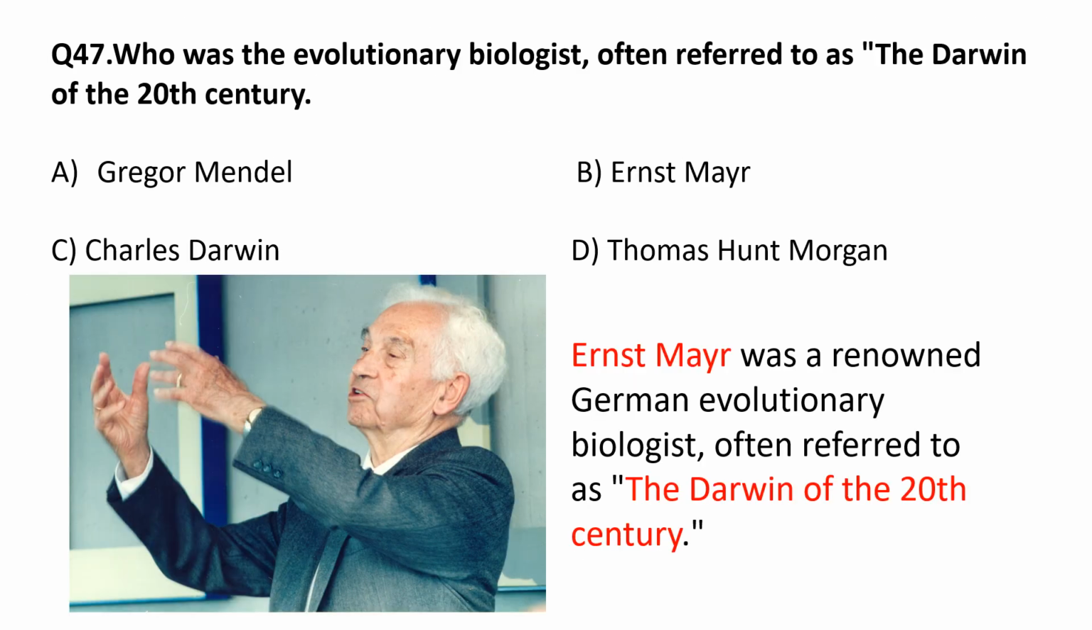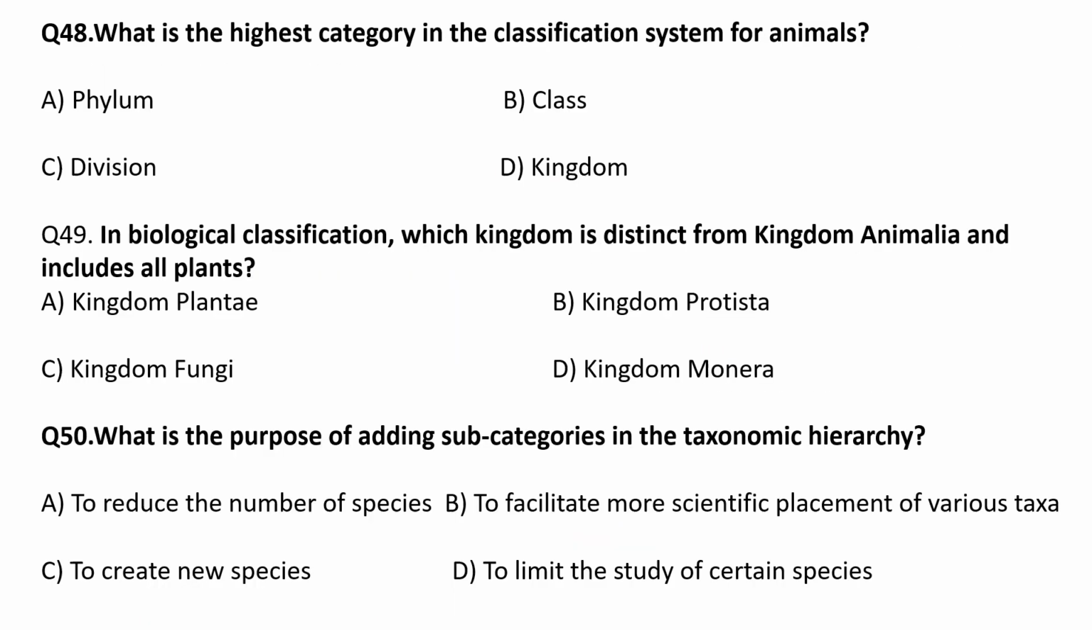Who was the evolutionary biologist often referred to as the Darwin of the 20th century? It is Ernst Mayr. He is known as the Darwin of the 20th century. He was a German biologist.